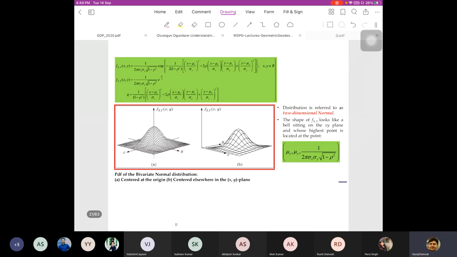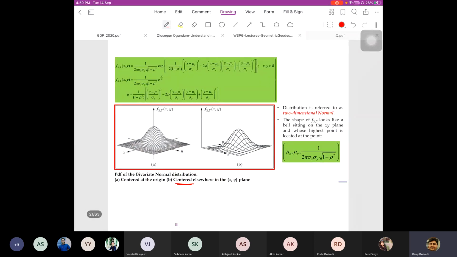So the top two equations are representing the random variables, obviously in two dimensions, x and y, and the distribution is referred to as a two-dimensional normal. And you could see here, this is the way you represent it, x and y.